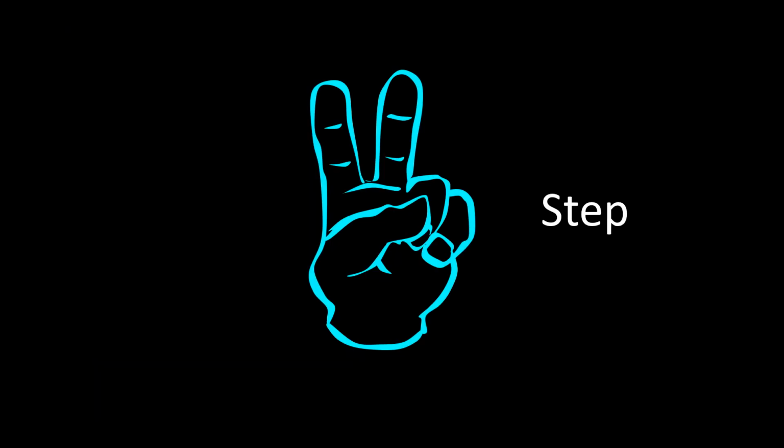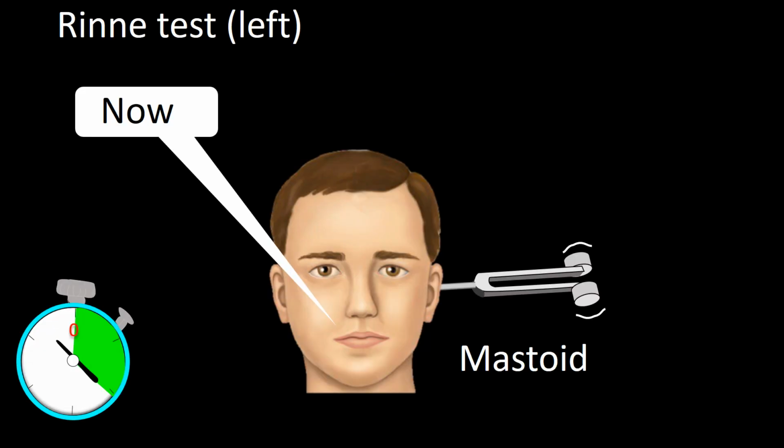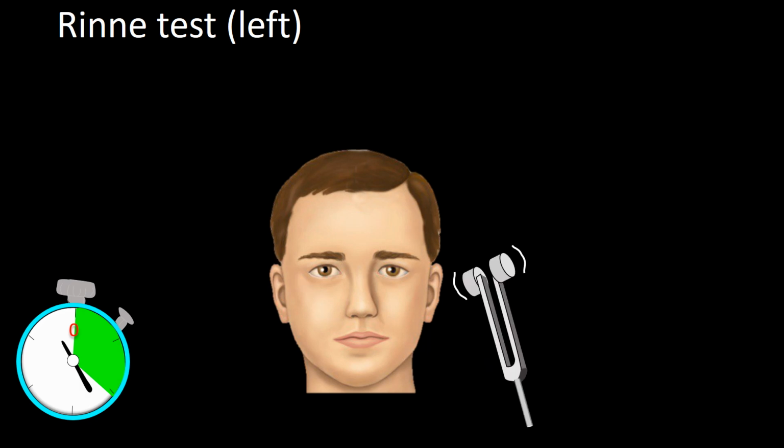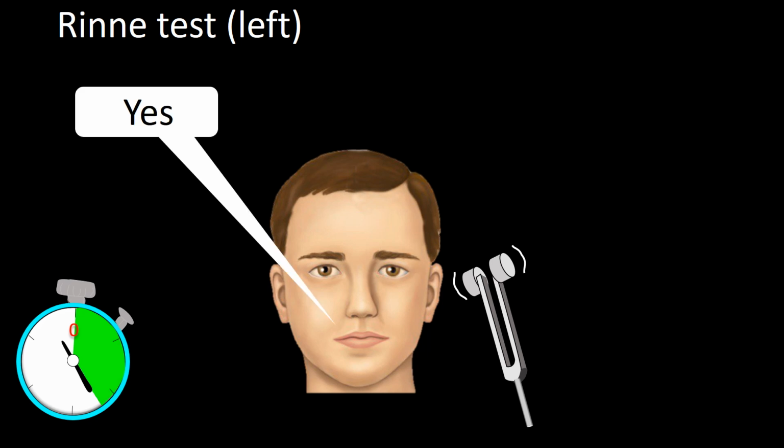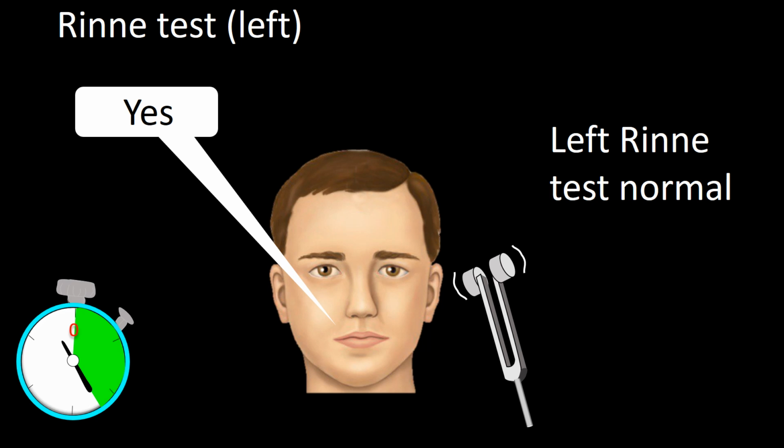Then you move to the second step, which is to check air conduction. Air conduction should last longer, as was previously mentioned. So immediately after the patient says, now, you remove the stem from the mastoid and bring it so the end of the prongs are close to the patient's ear, and ask the patient if he hears it. The patient normally would say yes. The left ear Rini test is thus normal if all these steps are taken and the patient answered appropriately.